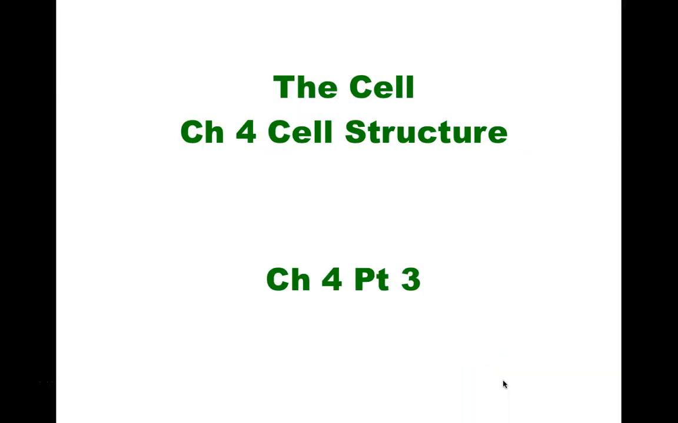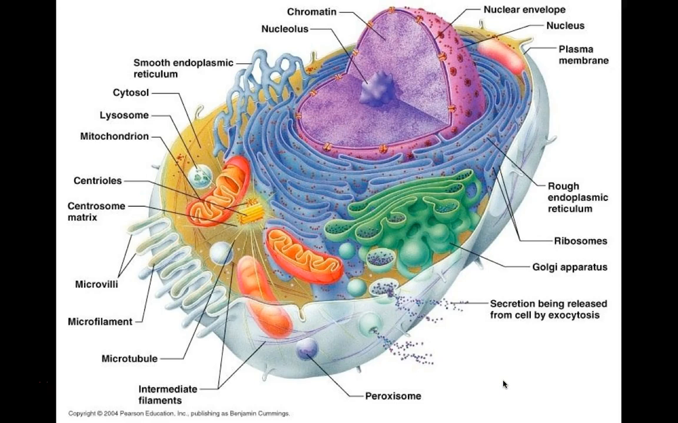Cell structure, part 3. Here we have a good example of a generalized animal cell.